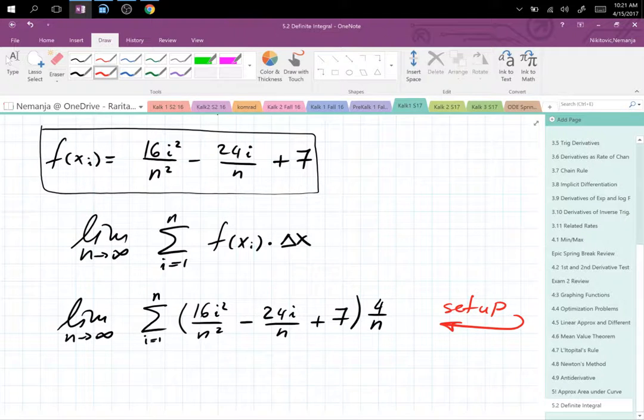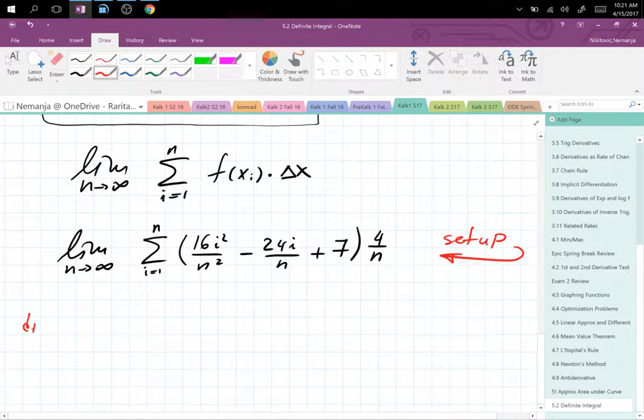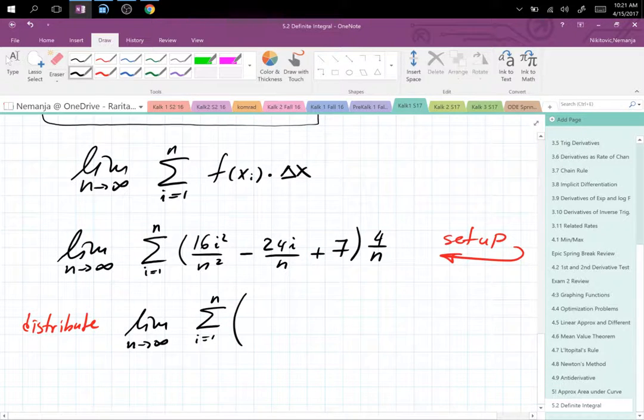So where do we begin? Distribute, right? So the first step is distribute. I get limit n goes to infinity, summation i goes from 1 to n, and now in parentheses I have 16 over n cubed, and I'll put i squared on the side, minus 24 over n squared, and I'll put i on the side, and then plus 28 over n.